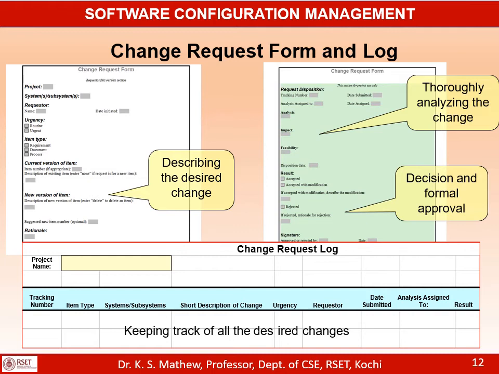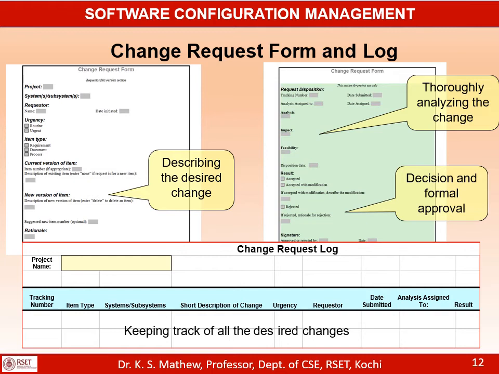Once a change request is initiated, it will be analyzed in detail for the impact of the change on the project, work product, schedule, cost, etc. And the impact analysis will be documented as part of the change request. You can see on the right hand side the impact analysis, the feasibility of the change, the disposition date, all of which can be documented. And finally, this change request along with the impact analysis will be submitted to the CCB for approval.